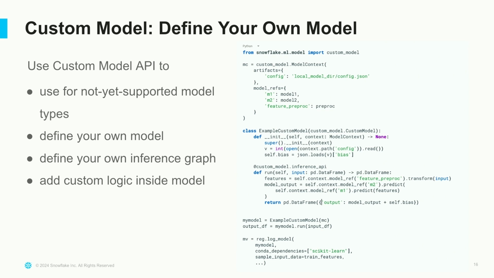So what I'm doing is a small inference graph here. I am calling two models, adding a bias, which is passed through this config file, which is computed here, and then returning it. And this API has to take a pandas data frame and return a pandas data frame. That's all you need to do to make a custom model work in Snowflake. And the rest of the code, you can see exactly same. You can do the same exact log model call, and your custom model is ready.